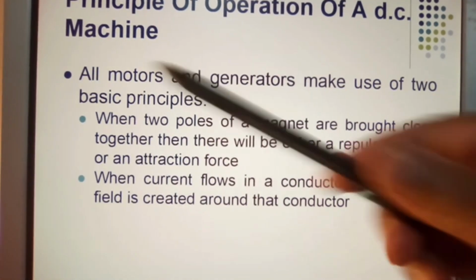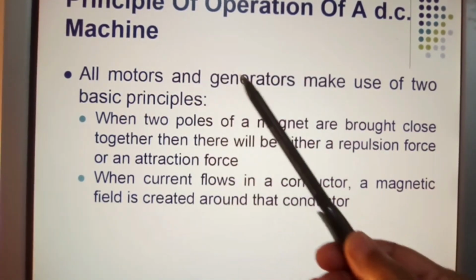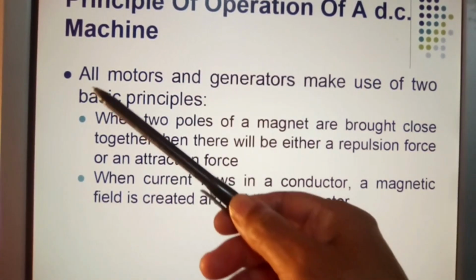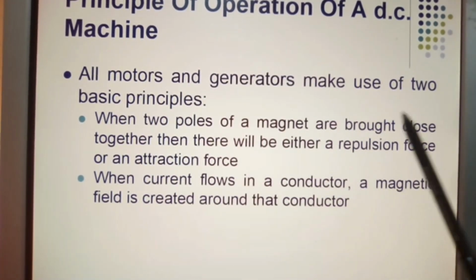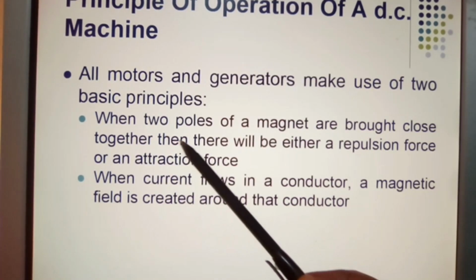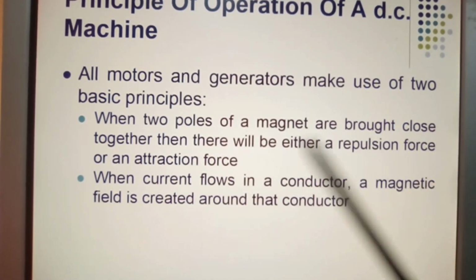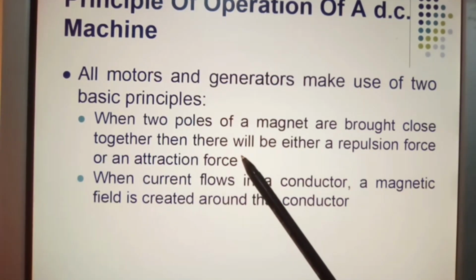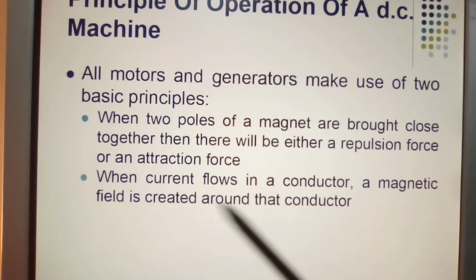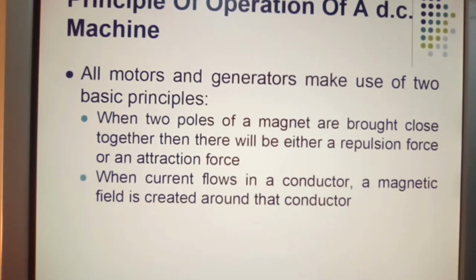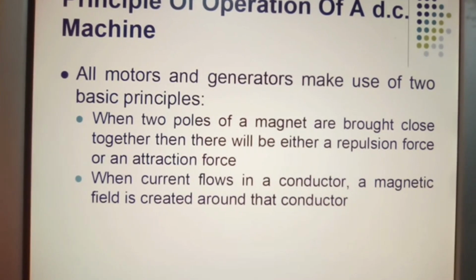Now, principle of operation of a DC machine. All motors and generators make use of two basic principles. When two poles of a magnet are brought close together, there will be either a repulsion force or an attraction force. When current flows in a conductor, a magnetic field is created around that conductor. That is the simple principle by which most motors operate.